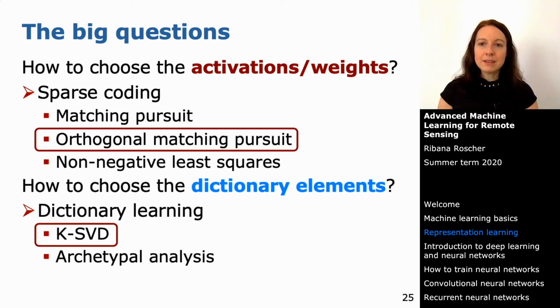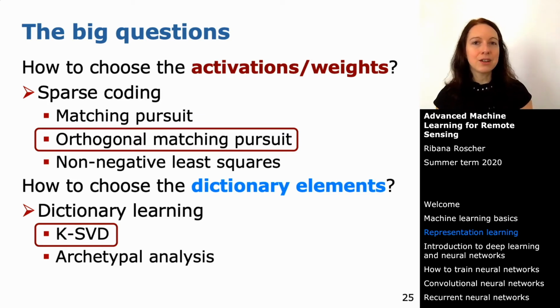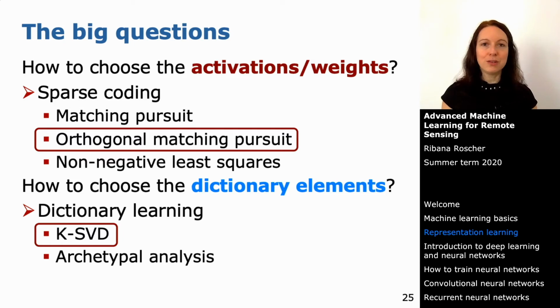In the next slides, we will have a look at orthogonal matching pursuit and K-SVD. So after this lecture, you will know about one method for how to choose the activation and the weights, and one method for choosing dictionary elements.